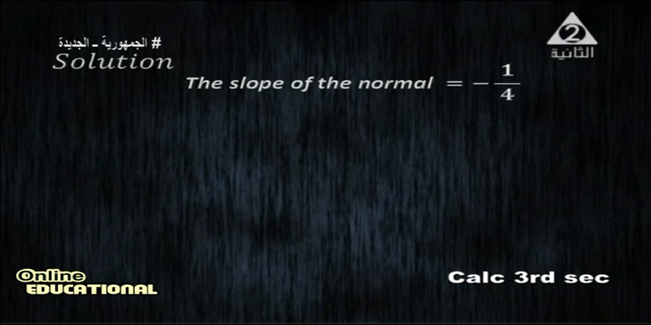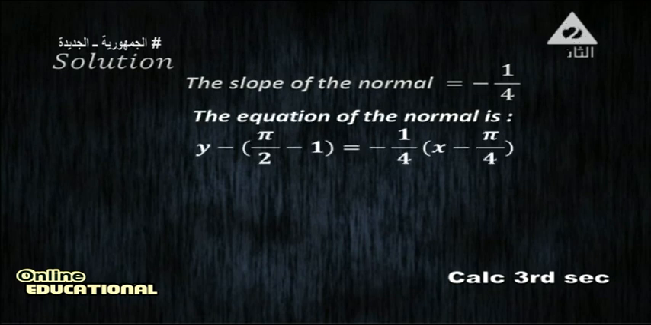Now, the slope of the normal. We know that the slope of the tangent equals positive 4. Then the slope of the normal equals negative 1 over 4. And the equation of the normal is y minus y1 equals negative 1 over 4 times x minus x1. Then y minus, between two brackets, pi over 2 minus 1 equals negative 1 over 4 multiplied by, between two brackets, x minus pi over 4.